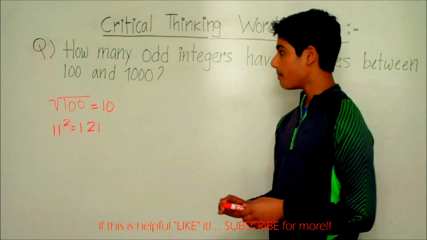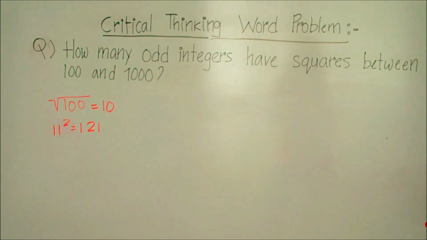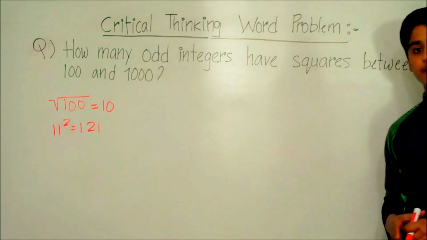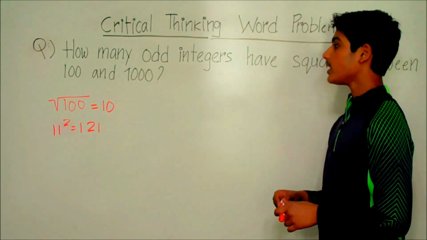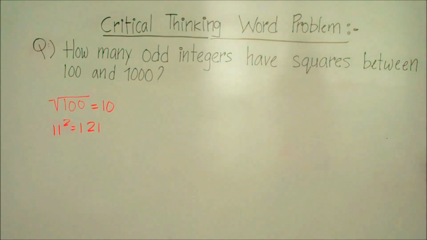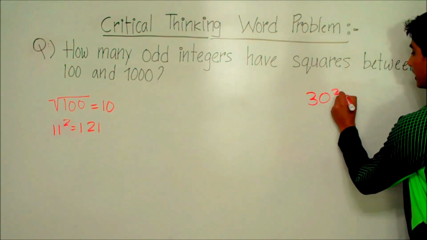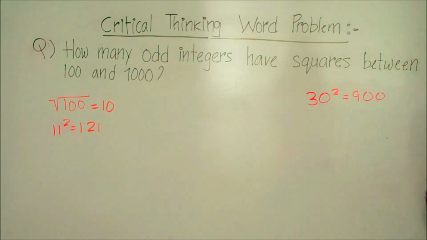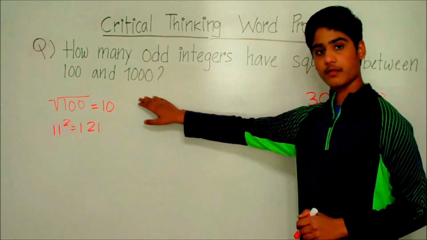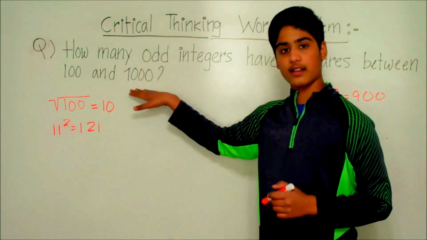Now let's find the maximum odd integer with a square between 100 and 1000. We know that the square root of 1000 is a decimal, so let's find the odd integer with the square closest to 1000. We know that 30 squared is equal to 900. So 900 is close to 1000, and 900 is also between 100 and 1000.